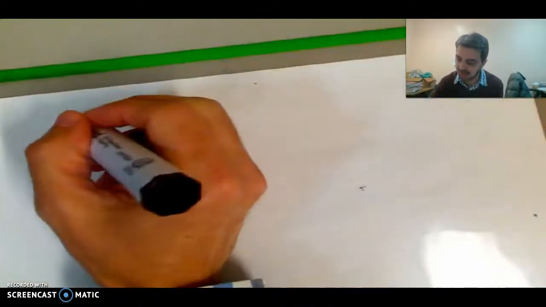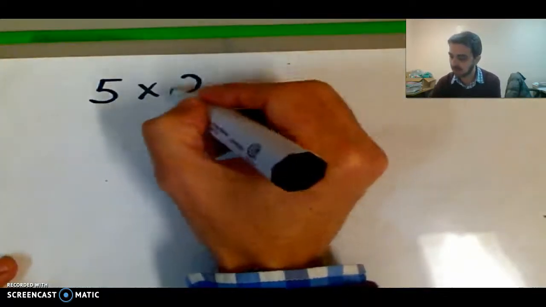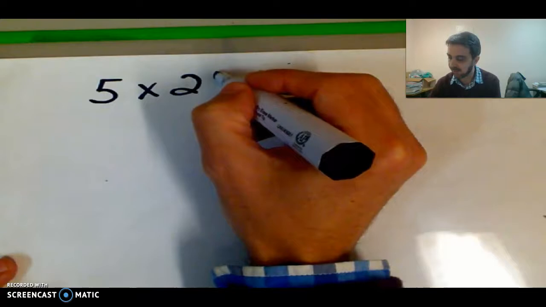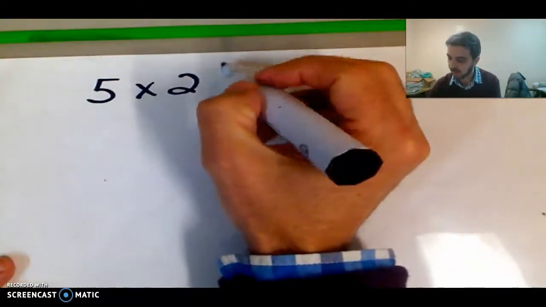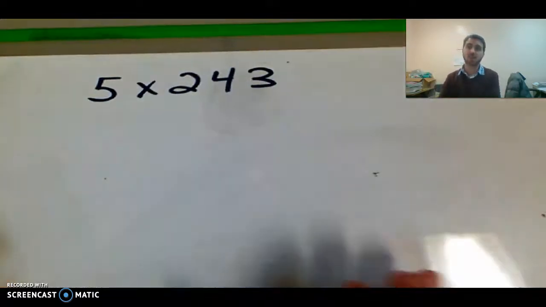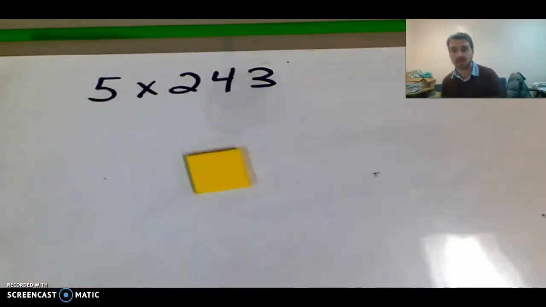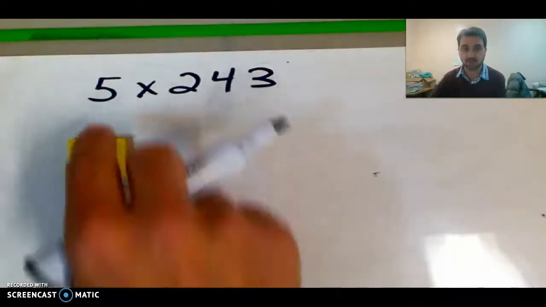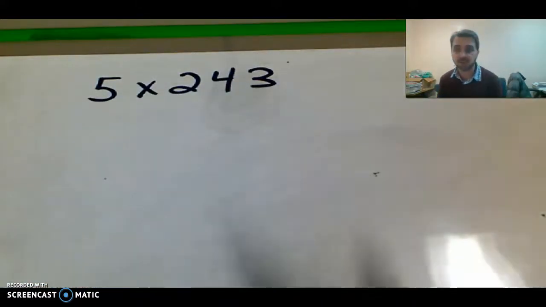So let's say, for example, boys and girls, you have a problem like 5 times 243. Okay? Now, do I have enough square inch tiles to do this problem? No, I do not. I do not have 243 to go all the way across. But I can still use my distributive property.